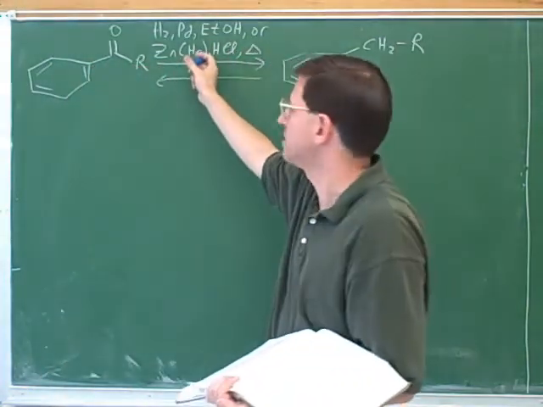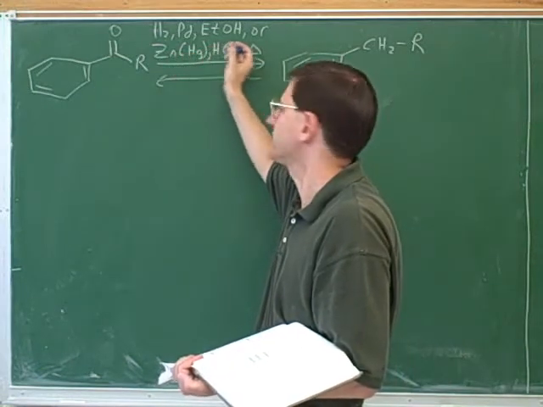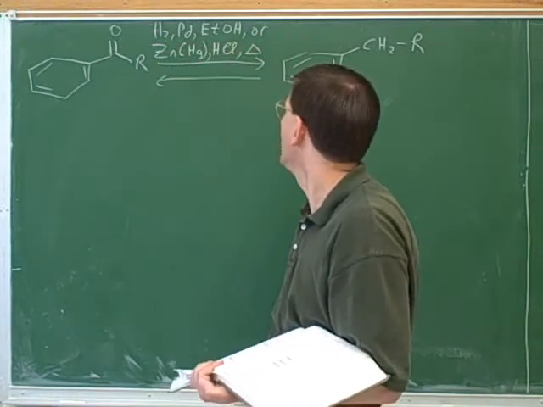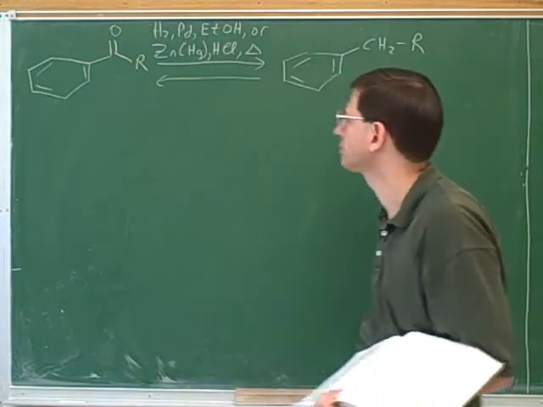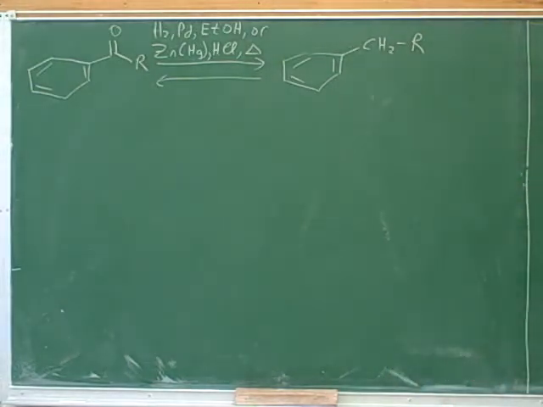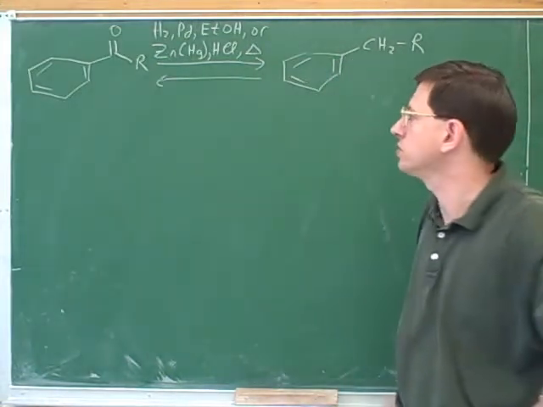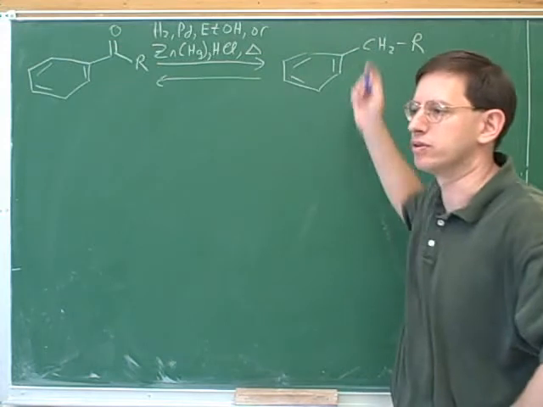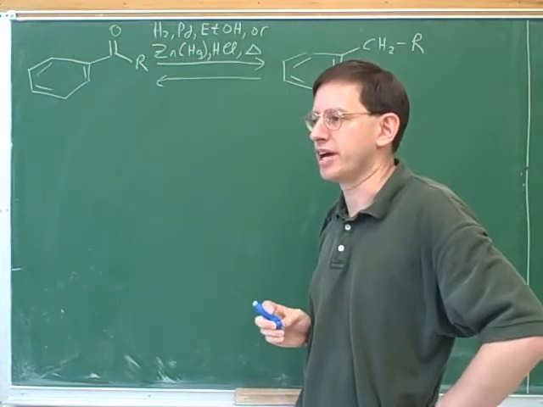the second set of reagents is the Clemmensen reduction. The zinc mercury amalgam, acid, and heat is the Clemmensen reduction. An alternative is just to do hydrogenation in an ethanol solvent. So actually, now at this point we've learned a bunch of different ways to turn carbonyls into CH2 groups. Here's the Clemmensen reduction. We've also learned the Wolff-Kishner reduction.